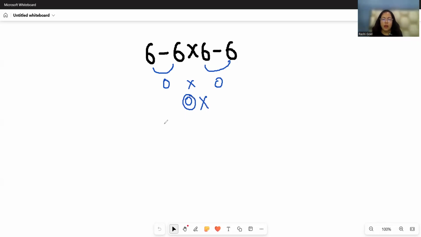incorrect approach. Because this type of question where multiple operations are given, that is subtraction, multiplication and subtraction, then we have to follow BODMAS rule.